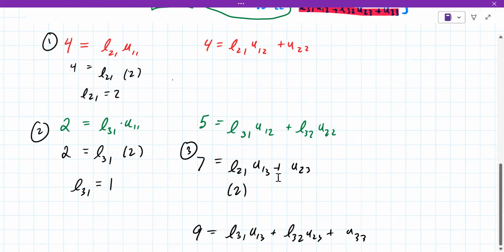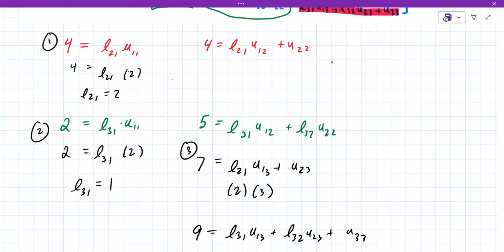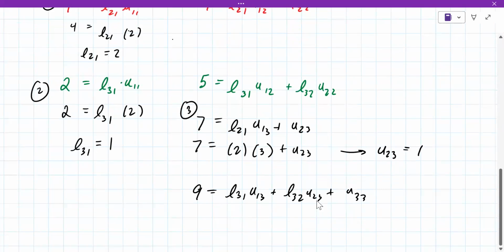U23, no, I'm sorry. U13 we have from the beginning. That's 3. So we can solve this for U23. U23 is 7 minus 6, which is 1. That's good. It's really good because we obviously need all these, but we need this one especially down here. So in this it looks like L31. We don't have that one.